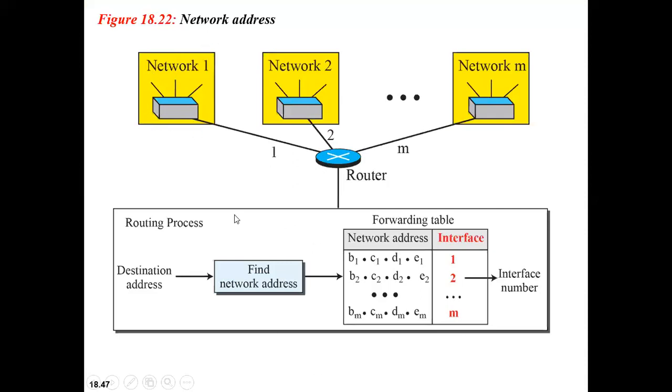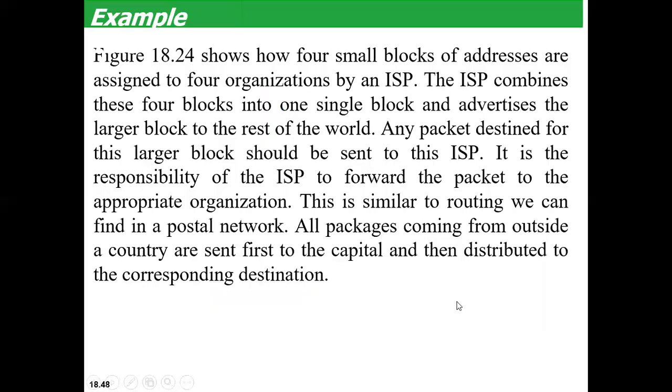So how does this process actually work? The packet carries a destination address. Using the destination address, the router uses a forwarding table to know the network address and the interface number. Clear?